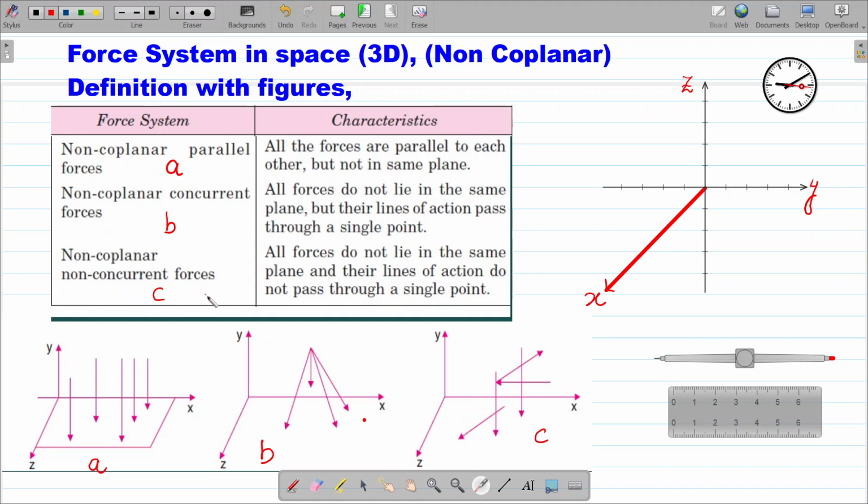Okay, so I hope you understand what non-coplanar force systems are, or you can say force systems in 3D, and I hope you have understood this concept.